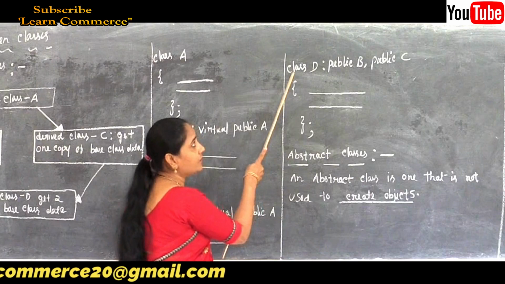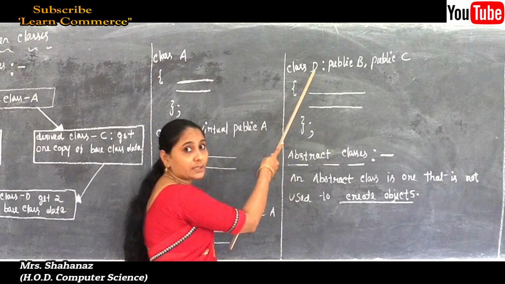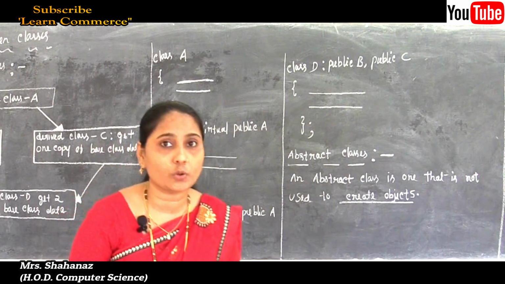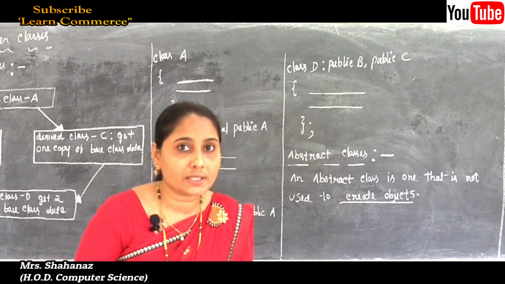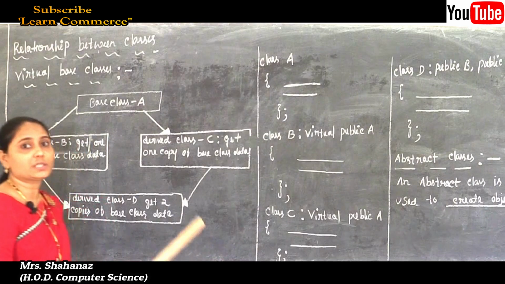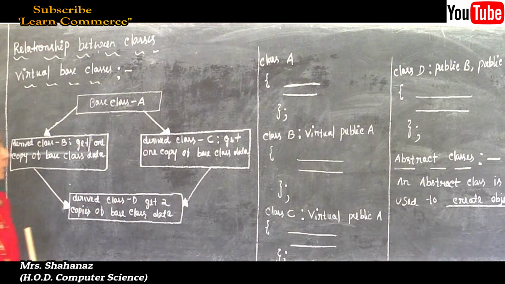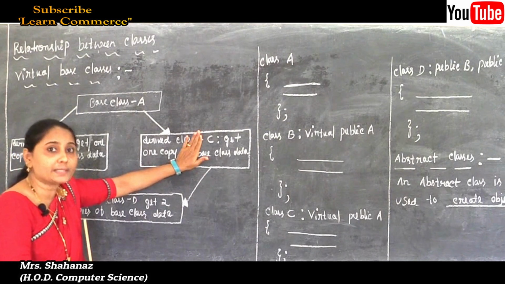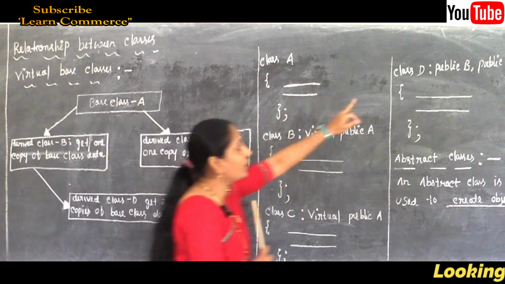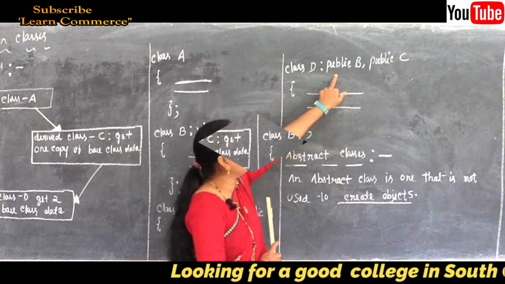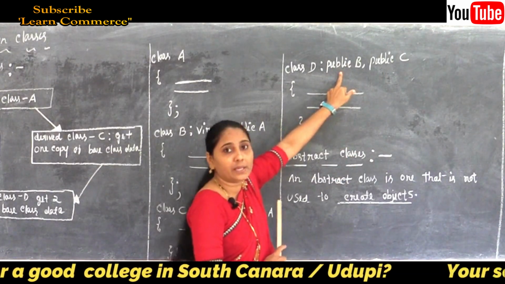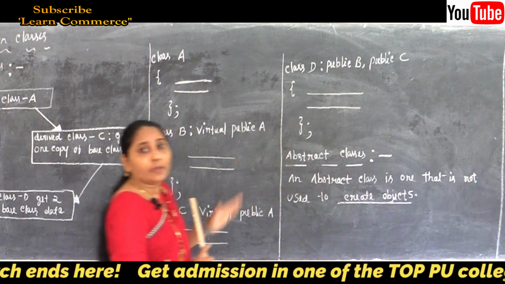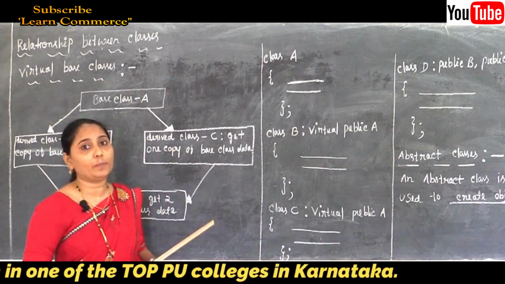So class is the keyword, D is the derived class name, colon, but we do not use virtual here. Why? Because virtual is only for the classes that are going to be constructed from the base. Such a D class is going to be constructed by using B and C, so just the derived classes B and C should be declared as virtual. So directly we write colon public B comma public C. Clear this part here? In this way we complete our virtual base classes.